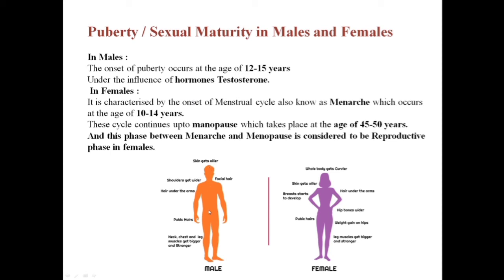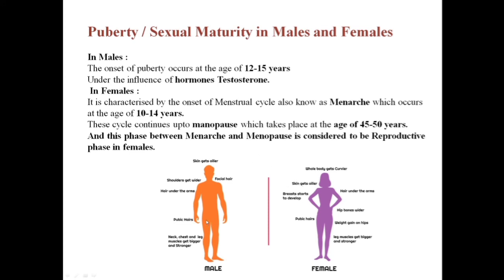In females, the reproductive system becomes functional at puberty, and this is characterized by the onset of the menstrual cycle. The first menstrual cycle is also known as menarche. This usually occurs at the age of 10 to 14, and unlike in males, mature females show cyclic changes in their reproductive system, that is the menstrual cycle.